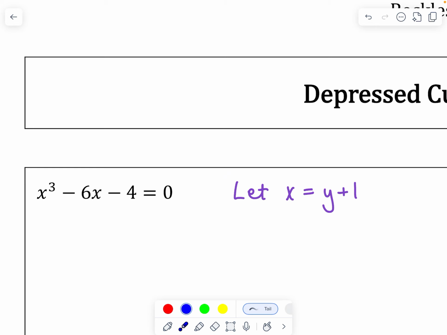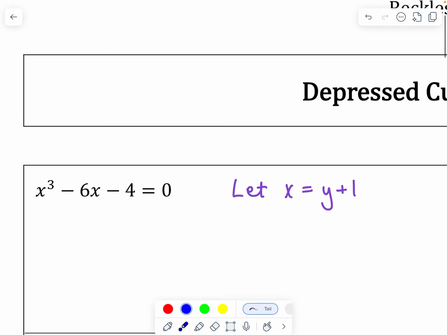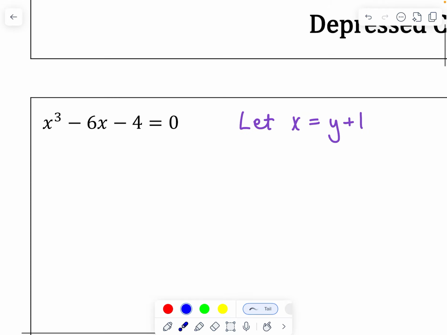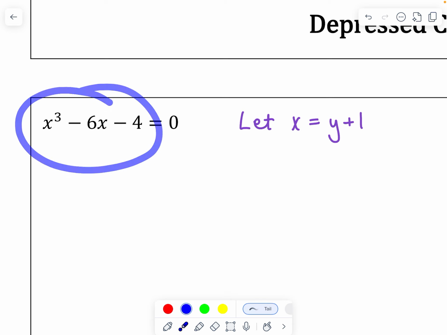So what we're about to do is by no means a way to solve any depressed cubic equation. It probably won't work most of the time, but here it does, and it's fascinating. So let me walk you through it. How I came up with this is I wanted to know, is it possible to make a substitution so that we'll end up with a polynomial that's factorable by grouping? Because this right here is not factorable by, well, the only way we'd factor this is guessing and checking. I wanted something that was a little more concrete, certain, and I like factor by grouping.